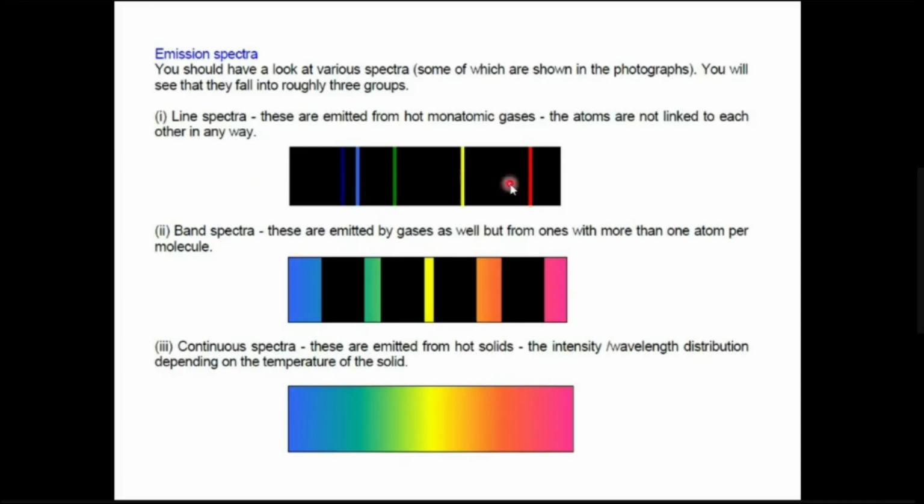This is emission spectra, emission by atom. The line spectra are emitted from hot monoatomic gases. The atoms are not linked to each other in any way. Can anybody give me an example of these hot monoatomic gases?